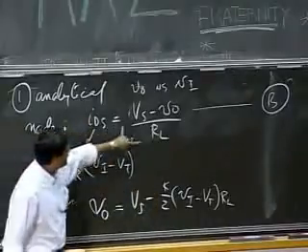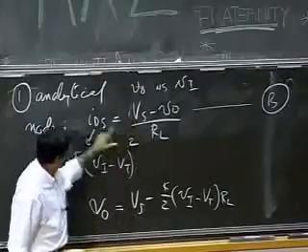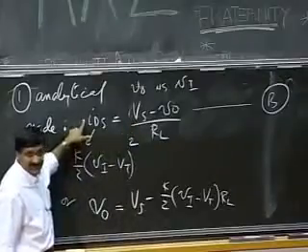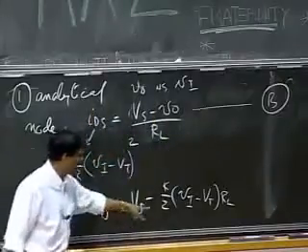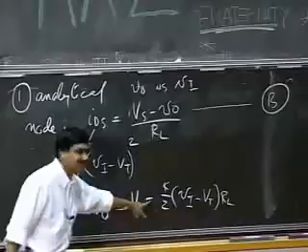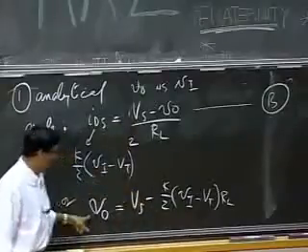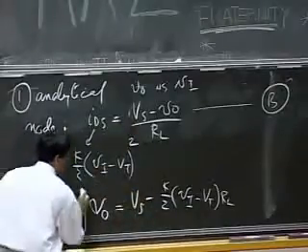Okay, so all I've done is multiply both sides by RL, so it's RL IDS. I've taken RL IDS to this side, so I get the minus sign. VS stays here, and V naught comes here. So that's my final expression.